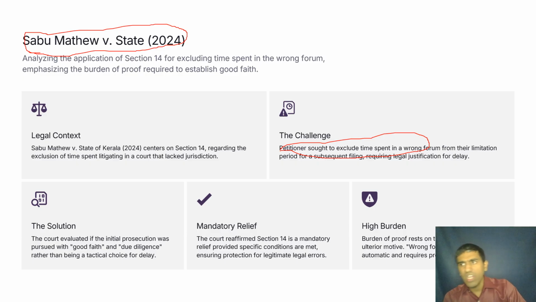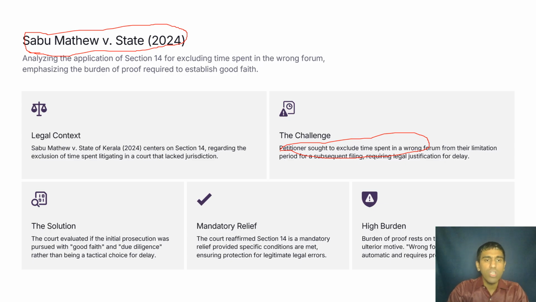So essentially, the petitioner wanted that, if he had been fighting the case in the wrong court, when the wrong court dismissed said case and he finally took the case to the correct court, the period of time spent fighting in the wrong court be excluded from the limitation period for filing in the correct court. And he had supplied legal justification for the delay.